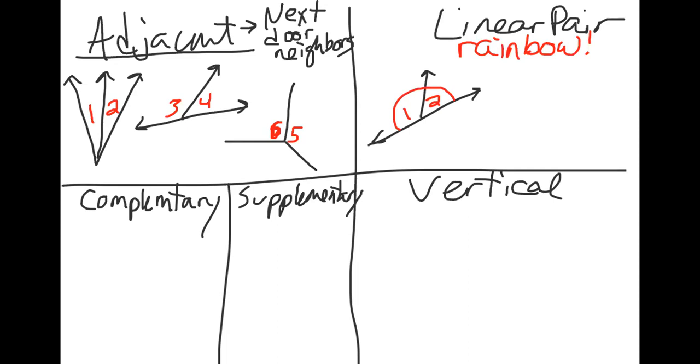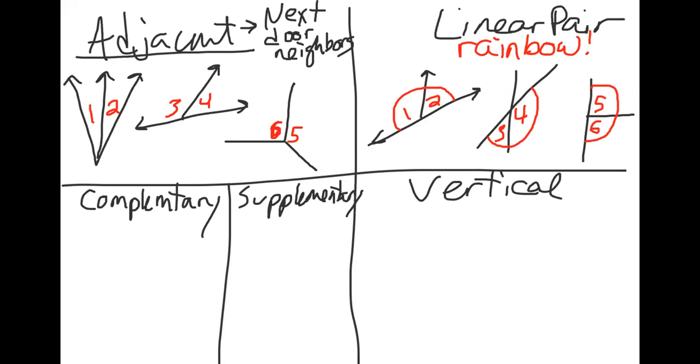So other ways it could look, maybe the lines are a little bit longer. And I'm talking about angles 3 and 4, let's say. I still have the full rainbow when I fan over those angles. That is exactly what linear pairs look like. So they have to be adjacent and make a straight line together. The full rainbow, have to have it. Maybe it looks like this. I still have that full rainbow. That's what a linear pair is, okay?